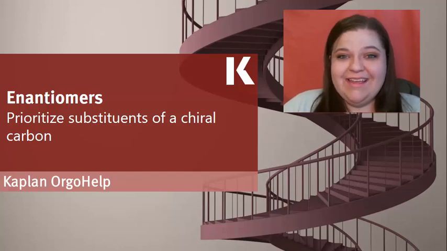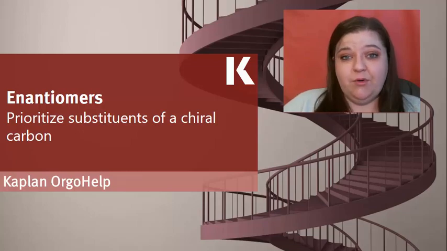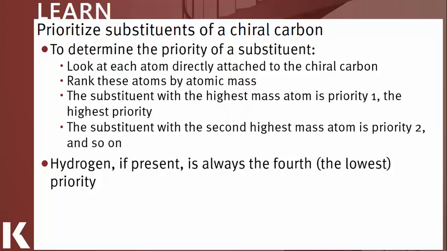Hi, I'm Lauren White. In this lesson, we'll talk together about how to prioritize the substituents on a chiral carbon. Now, given that we have a molecule where we have identified that it does in fact have at least one chiral carbon, we can determine the configuration of atoms in that molecule. The first step to determining that configuration, though, is to prioritize the substituents. So how do we do that?